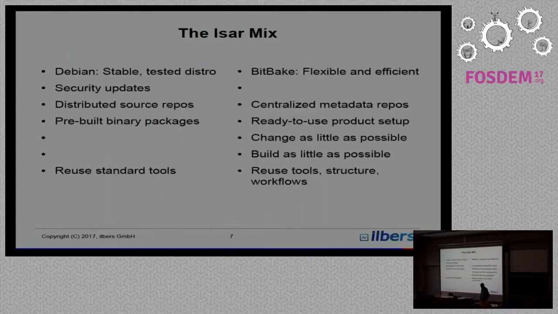So this is what we do and what we don't. Basically, we reuse binary packages from Debian because they are tested, because they have security updates, and because we don't want to rebuild them every time. And we use BitBake, the tool behind Yocto, to bring the whole thing together. And like in Debian, we have distributed source repositories, and like in Yocto, we have centralized metadata repositories.